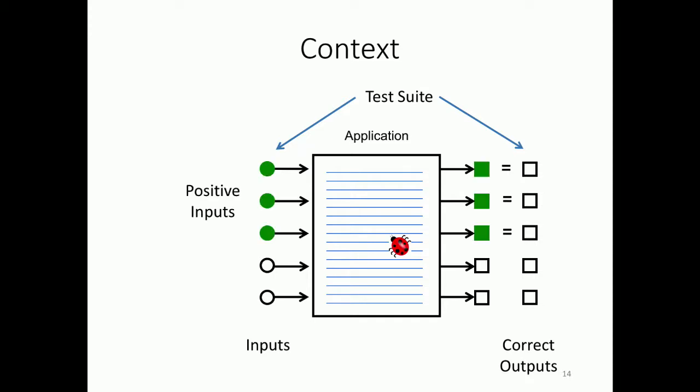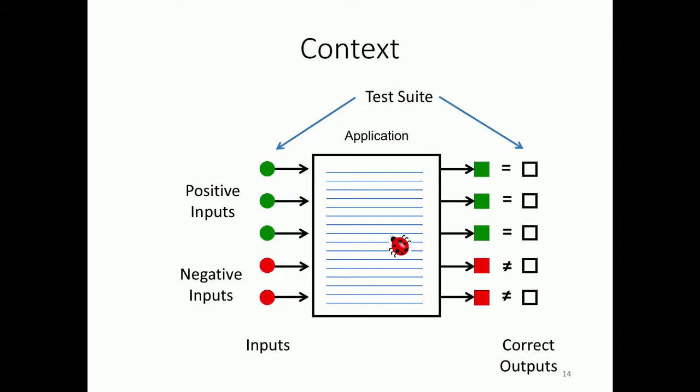Part of the inputs are positive inputs, which exercise the core functionality of the application, and the application can already process them successfully. The remaining inputs are negative inputs, which correspond to bug reports, and they expose the error we want to fix here.